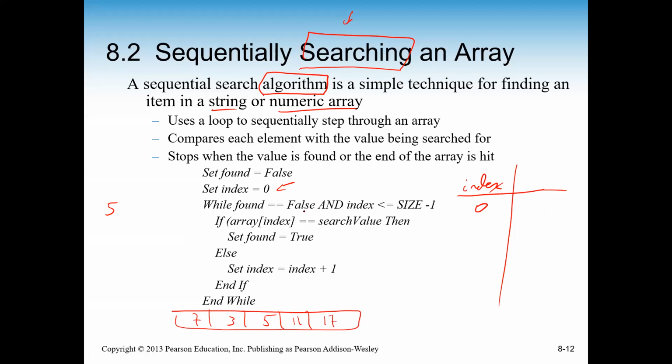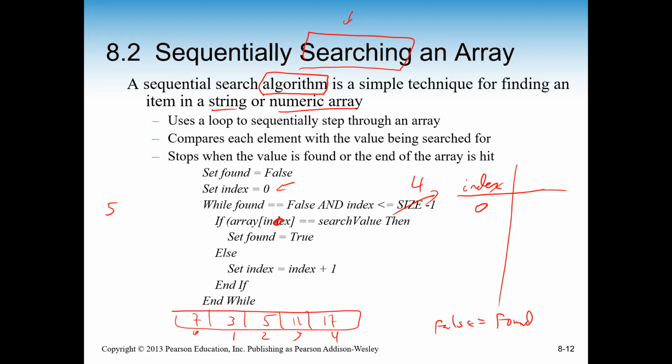So we go in here, and while found equal false, yes, it's false. So we step in and we say found is false, is index less than or equal to size minus 1? The size is 5, so that is 4, and we're going to step through 0, 1, 2, 3, 4. So then this whole thing evaluates to 4. So then we're going to say, yes, index is within 4 and found is equal to false. So we go in here.